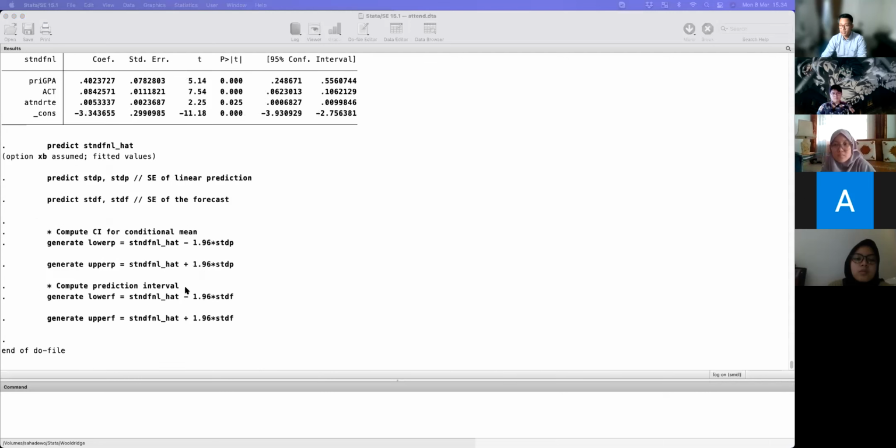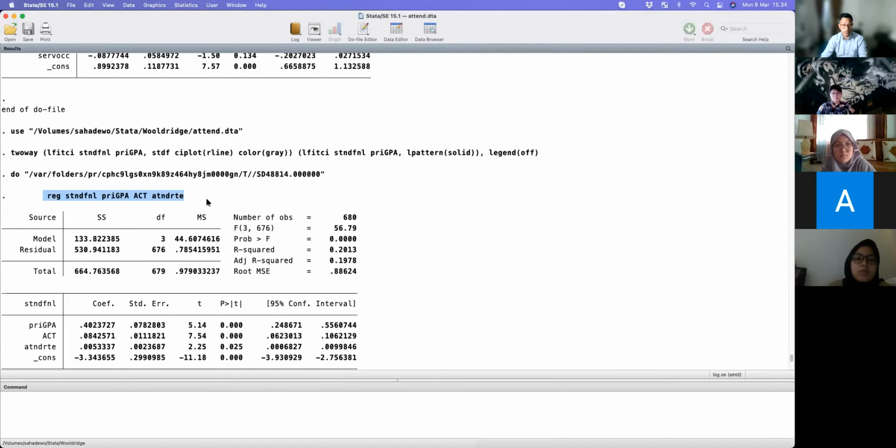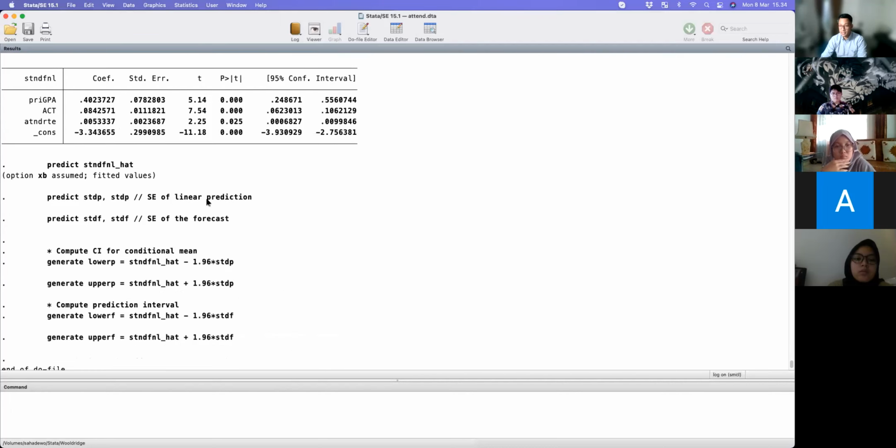Okay, so just to give you a very quick background on how to calculate the confidence interval, it's actually very straightforward. So the first thing that I'm going to do is just do the regression first. Okay, after you do the regression, then you're going to tell Stata to predict y hat. Y hat is going to be the predicted y, and then you're going to request Stata to predict the standard error of the linear prediction, and you want to also obtain the standard error of the forecast. So the standard error of the forecast will allow you to calculate the prediction interval, and then the standard error of the linear prediction will allow you to calculate the confidence interval.